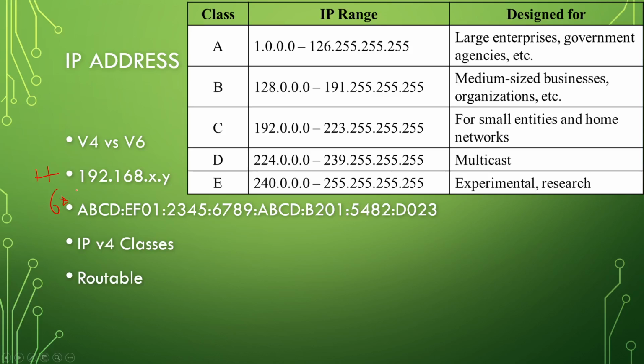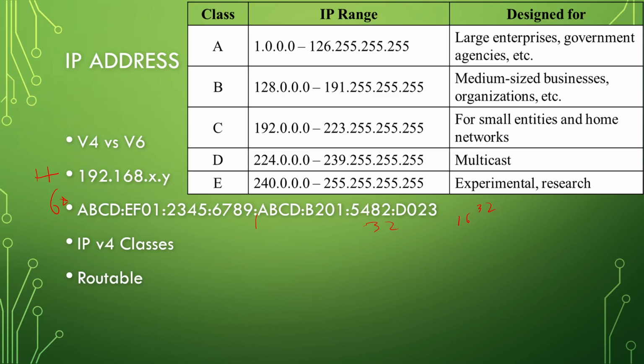Look how much longer the 6 is. A, B, C, D, E, F, 0, 1, 2, 3, 5, 7, 8. So there's 16. Then there's another 16. That's 32 different spots where you can put a hexadecimal number. So again, that would be 16 to the 32. That's a lot of combinations. That's 340 undecillion. How many zeros is that one? So that's a lot.